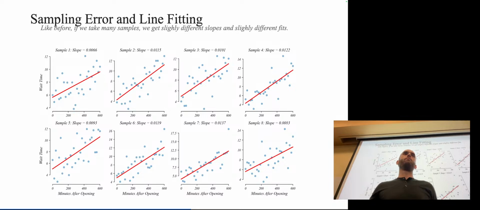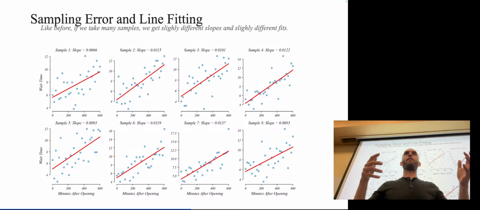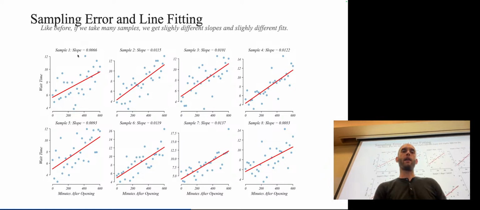We have the mean squared error being minimized in each one of these examples, in each one of these samples. And you can see I've plotted the slope for each one of these samples above the scatter plot. As you can see, the slope is going to be slightly different in each one of these examples.